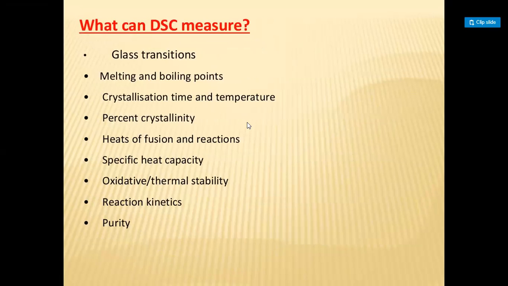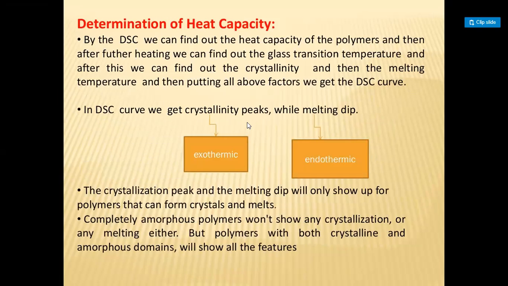So DSC can measure glass transition, melting and boiling point, crystallization, percent crystallinity, heat of fusion, specific heat capacity, and purity as well. For determination of heat capacity by the DSC curve, we can find out the heat capacity of the polymer, and then after further heating we can find out the glass transition temperature, and after this the crystallinity and then the melting temperature, and putting all the above factors together we get the DSC curve.